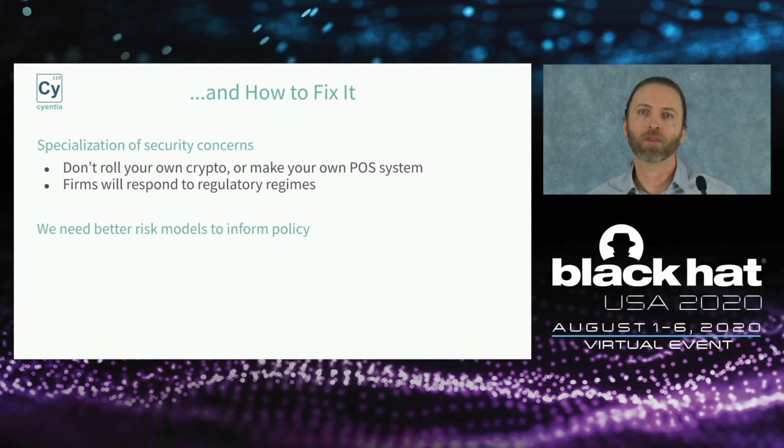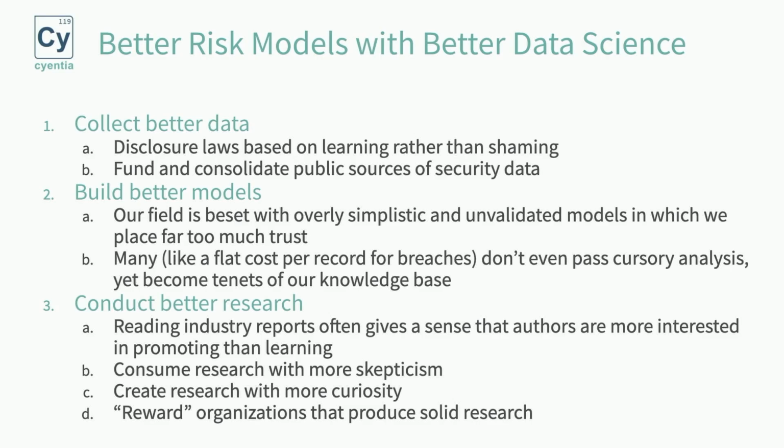But most importantly, we think we need to get much better risk models to inform policy. And we think there are some 3 or 4 main steps that we can do to get there today. We do that by getting better risk models with better data science, and we do that through 3 main points. The first is to collect better data.